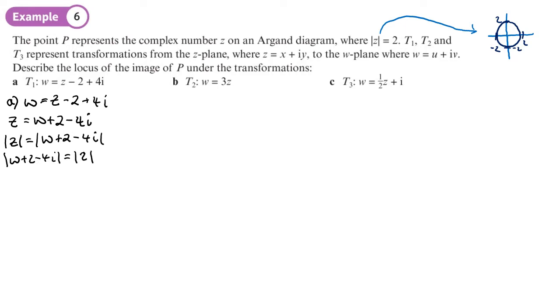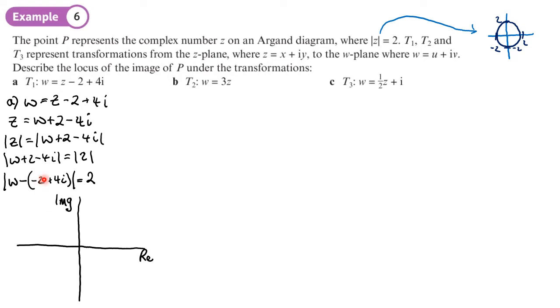And then what I can do, if I just stick some brackets in here and a minus sign, then I know this is going to be the equation of a circle. So it'll be the modulus of w minus, then in brackets, negative 2 plus 4i, equals the modulus of 2, which is just 2, isn't it? Okay, so I don't need to change this to a Cartesian equation. I can see this is a circle, so let's just draw it. That will be my description of the image.